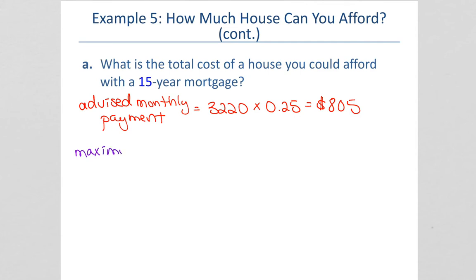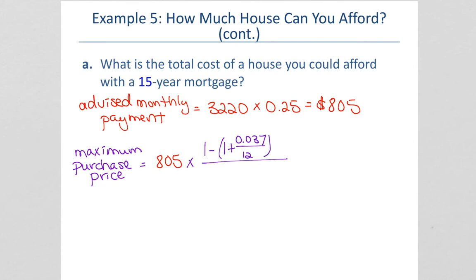So the maximum purchase price is your payment, that's $805, times 1 minus 1 plus a rate of, what was it, 0.0337, divided by 12, to the negative n times t, where t is 15, over our rate divided by 12.